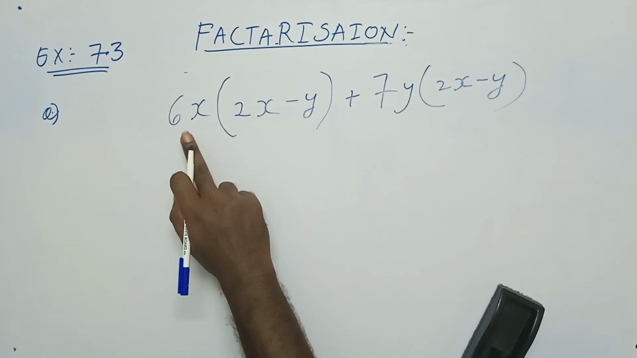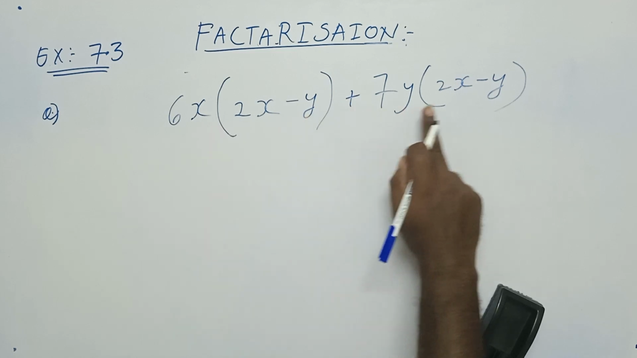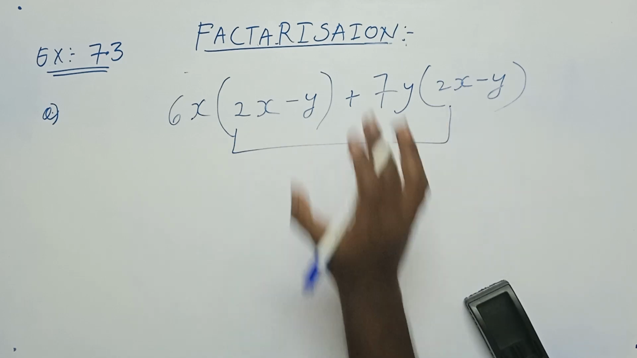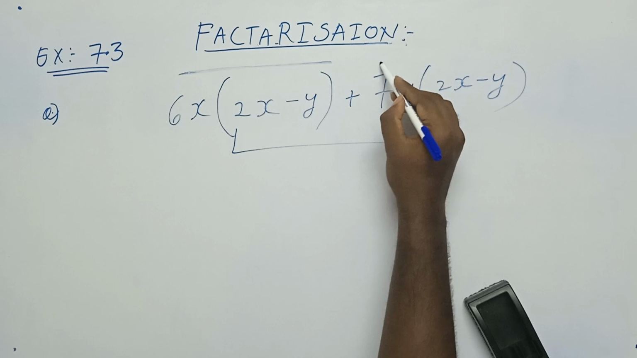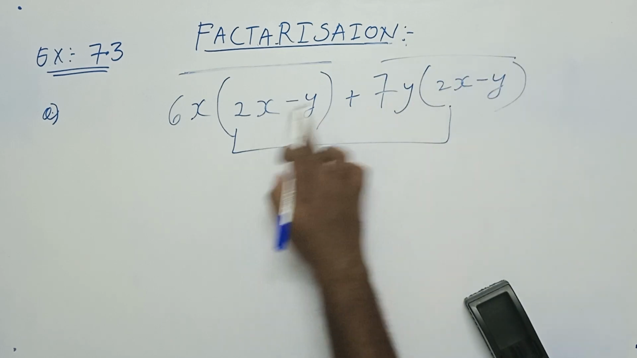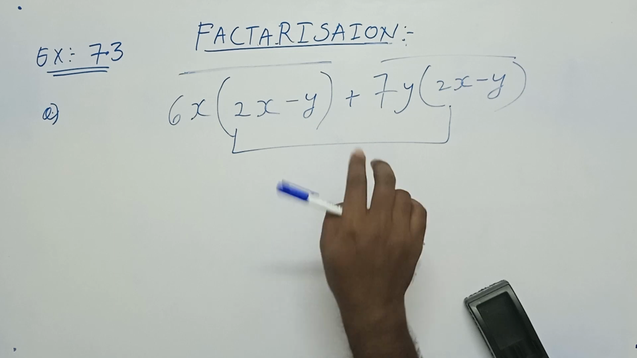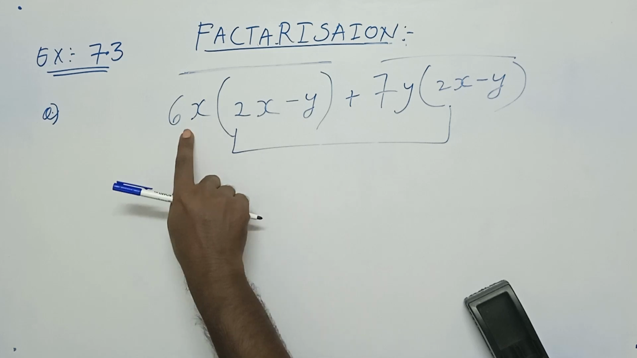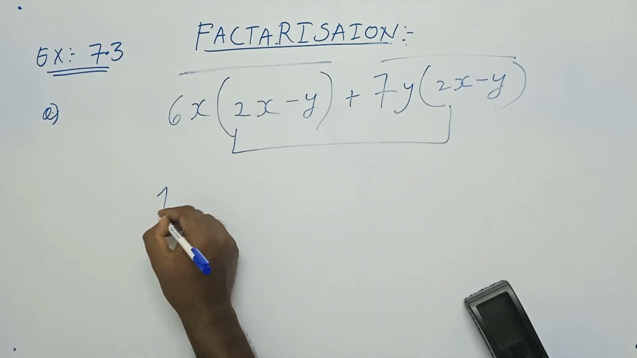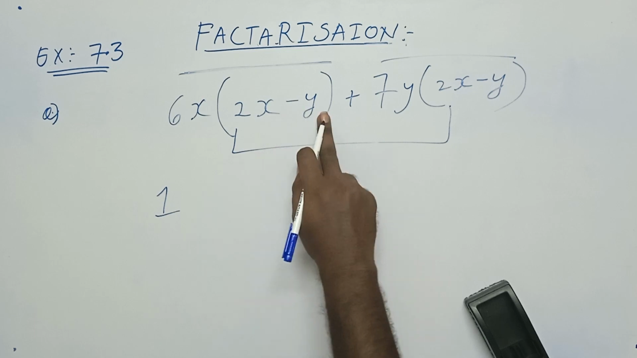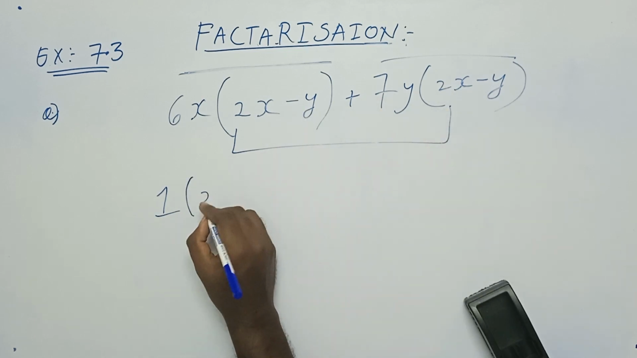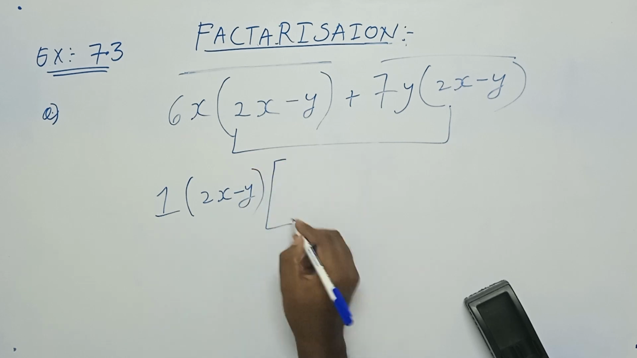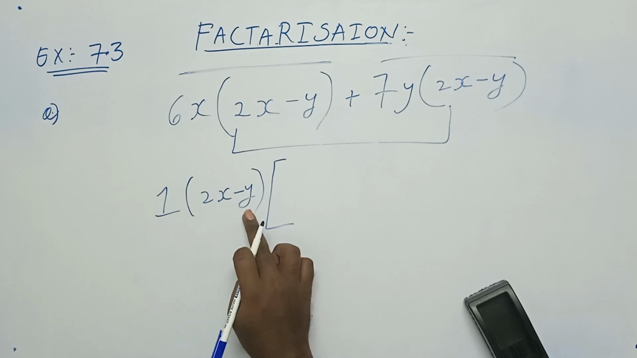So our next problem is 6x of 2x minus y plus 7y of 2x minus y. We need to find the factors of this given expression. First we determine what the terms are. This is one term, this is another term. Now we compare these terms by their HCF. That means we take 6x and 7y. What is the HCF of 6x and 7y? 1 is the HCF because there is nothing common. So we take 2x minus y common, and divide this whole expression by 1 of 2x minus y.